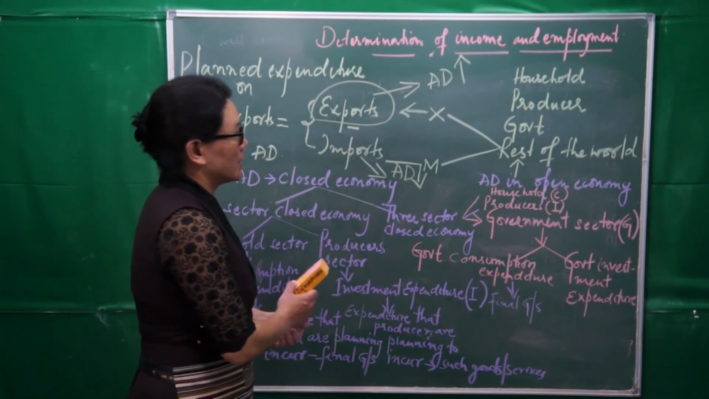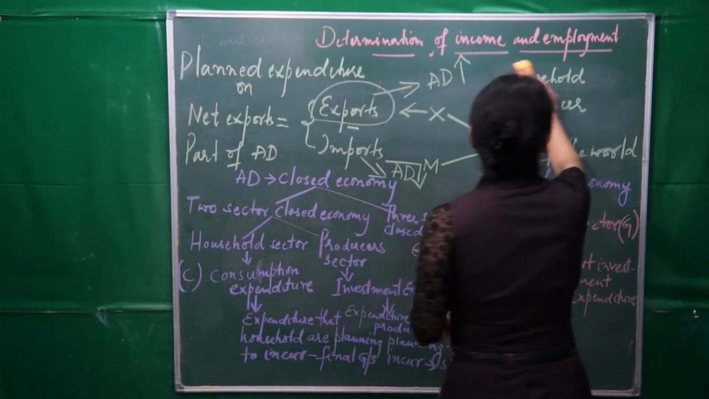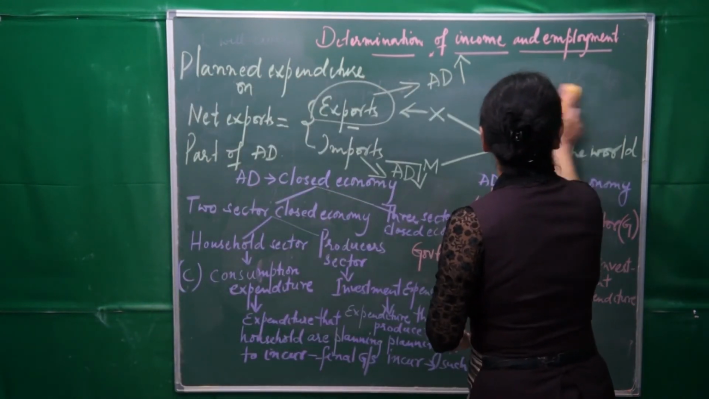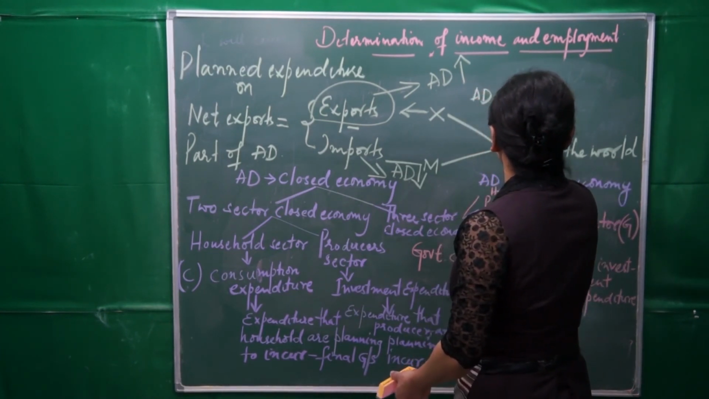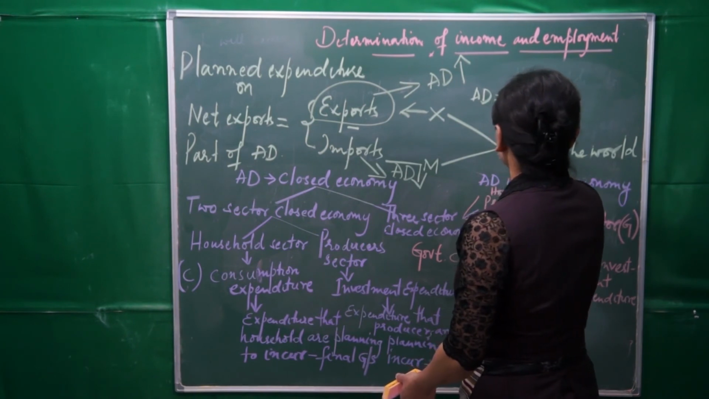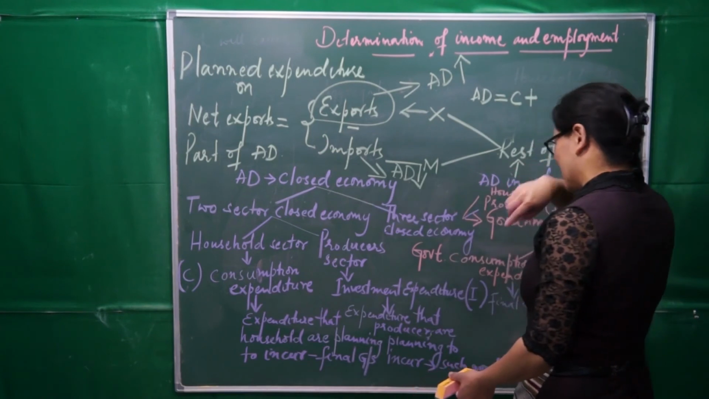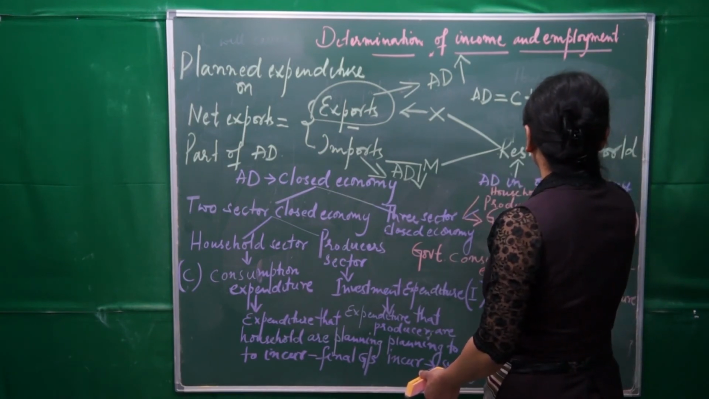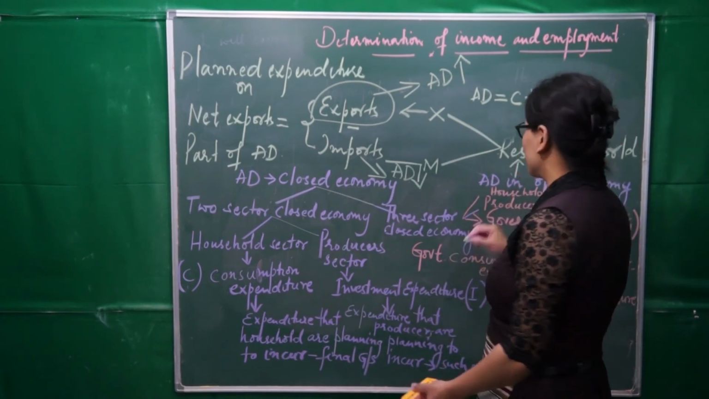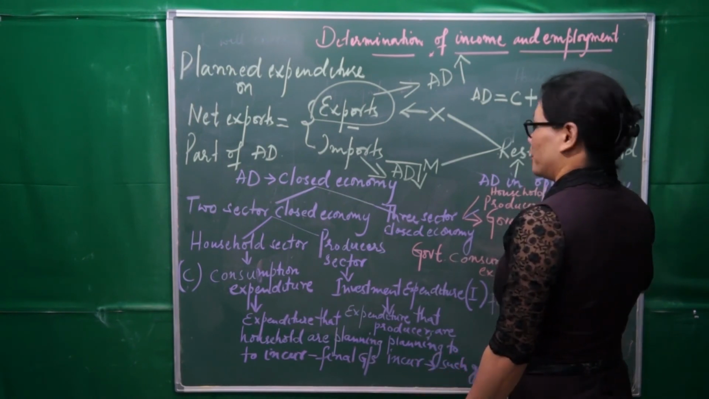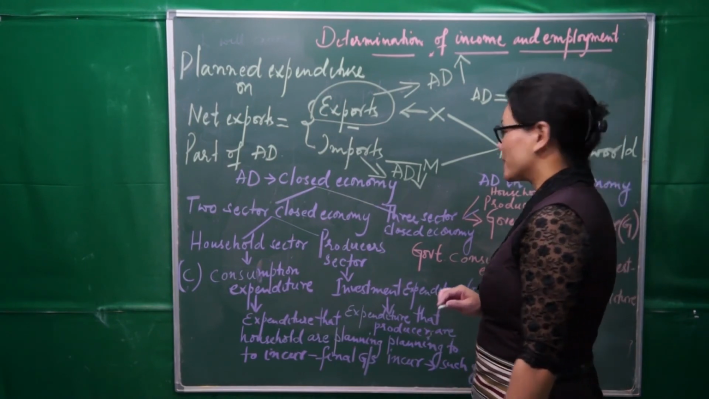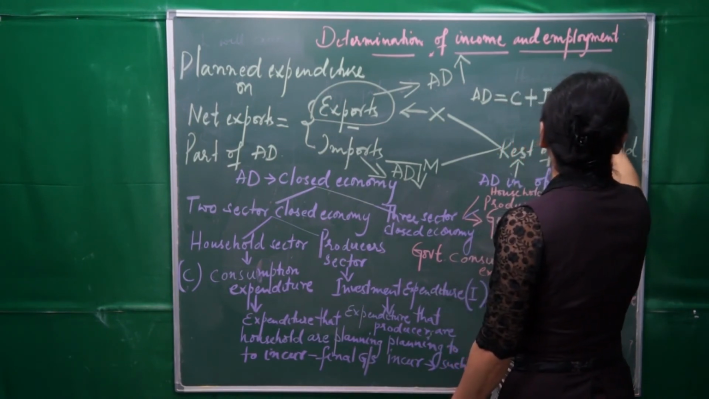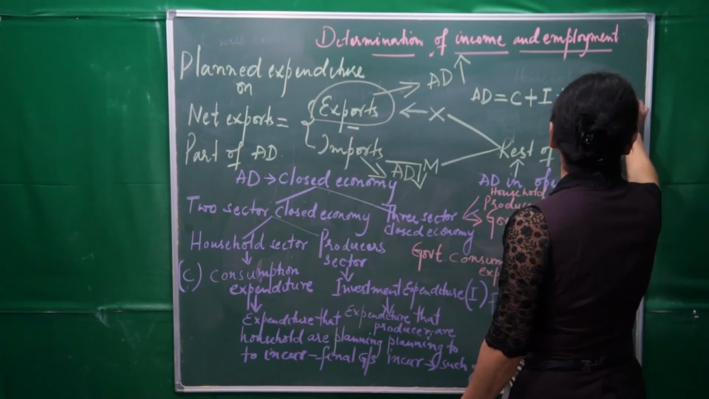Now, see, AD has 4 components, right? So we will write it like this. AD has 4 components. One is C, that is household consumption expenditure, plus we have producer, which makes investment expenditure, plus we have government sector, G, incurring expenditure, then expenditure on net export.